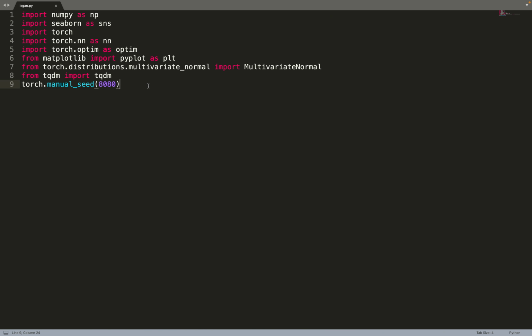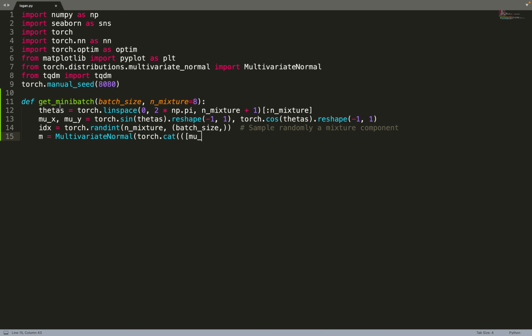So if we move on to the implementation, we'll use PyTorch, Seaborn, and Matplotlib to plot the results, NumPy for processing the data, TQDM to see the progress during training, and also multivariate normal to create the dataset. So let's jump in and directly implement the dataset. We'll create a function to sample a mini batch from the dataset with a given batch size and number of mixtures. In the paper, they used 8 mixtures, so this is what we'll do.